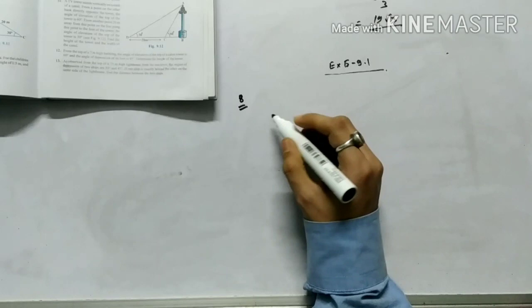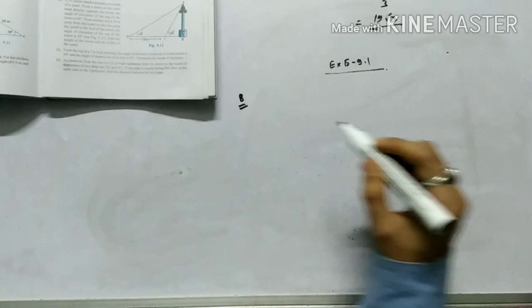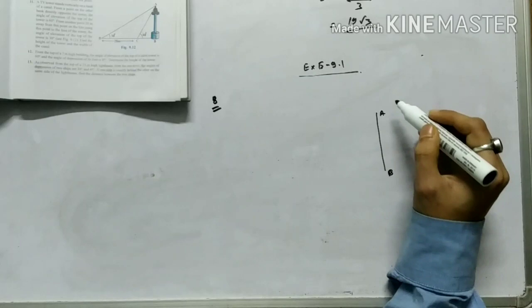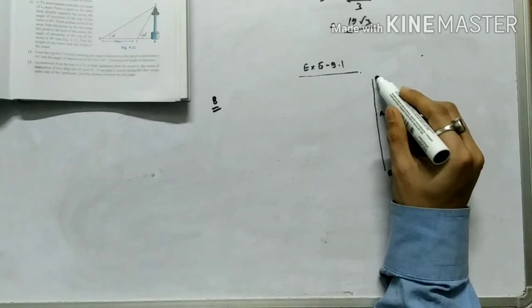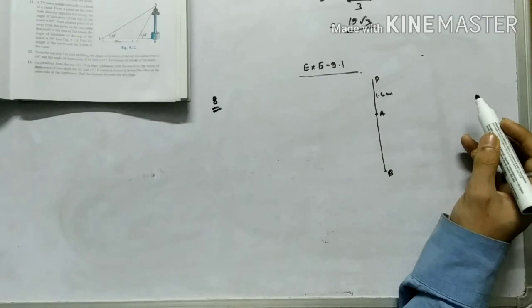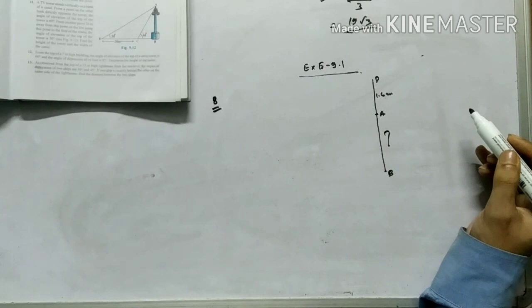Question number 8. A statue 1.6 meters tall stands on the top of a pedestal. Let's say this is the pedestal AB. A statue 1.6 meters tall stands on top of a pedestal. From a point on the ground, the angle of elevation of the top of the statue is 60 degrees, and from the same point, the angle of elevation of the top of the pedestal is 45 degrees. Find the height of the pedestal. Height of the pedestal, AB, I have to find.